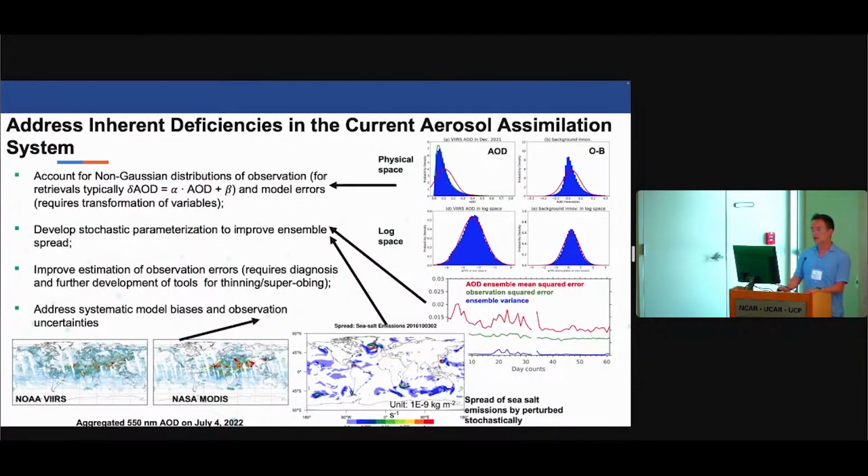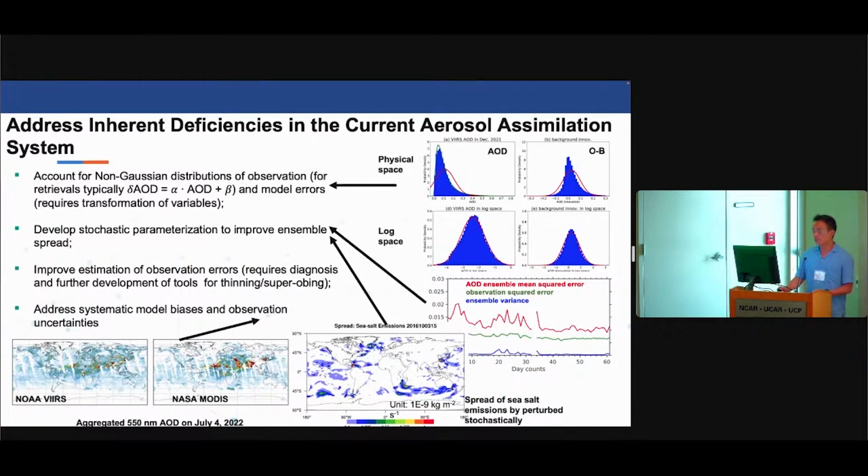And lastly, beyond the observations, we also need to further address the inherent deficiencies in our current aerosol assimilation. Otherwise, it will not be able to make full use of the observation information. First, we would like to deal with the non-Gaussian distribution of AOD. To do this, we plan to assimilate the log transform of the AOD, which better satisfies the Gaussian distribution assumed in our current EnVar update and the LETKF update. So it should further improve the AOD assimilation performance.